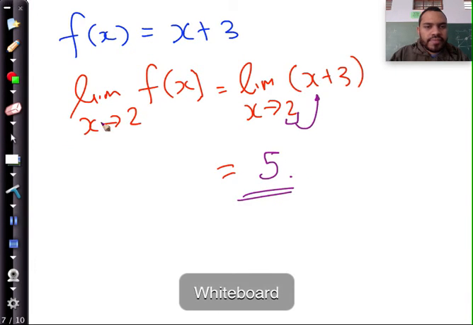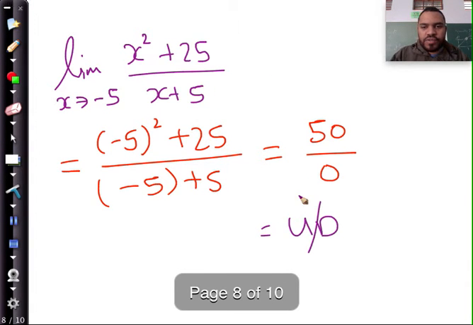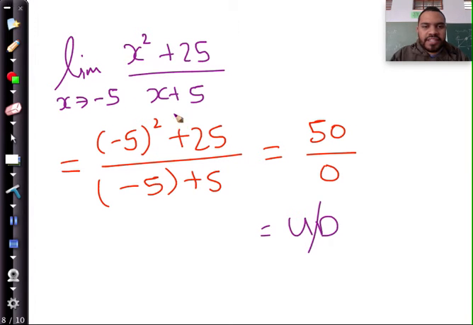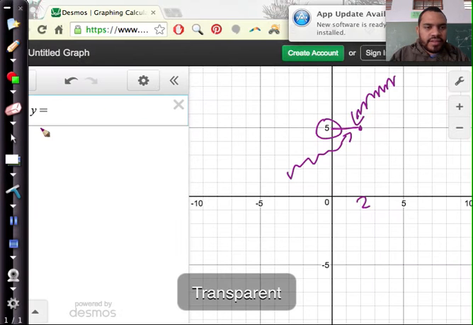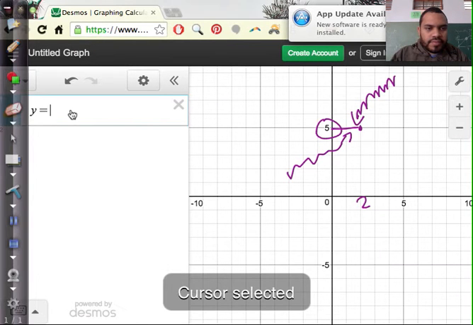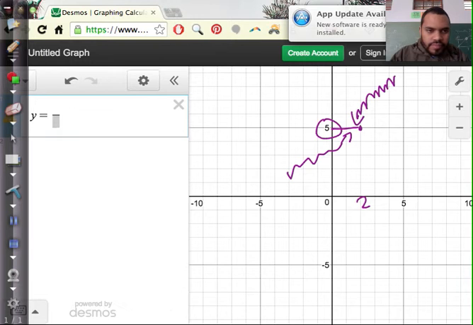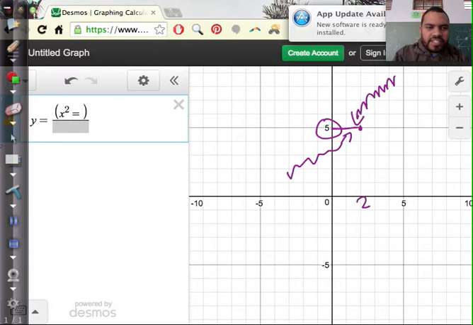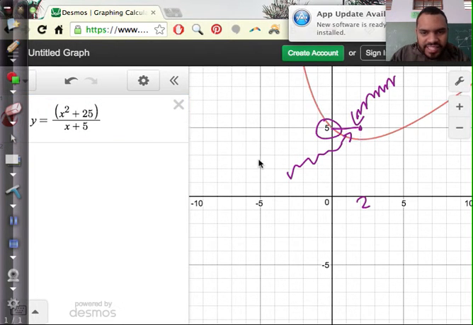Let's look at the other curve very quickly. What was the other one? Where it tends towards infinity, where it's an asymptotic limit. X squared plus 25 over x plus 5. So put that in. Okay, now we look at this function.